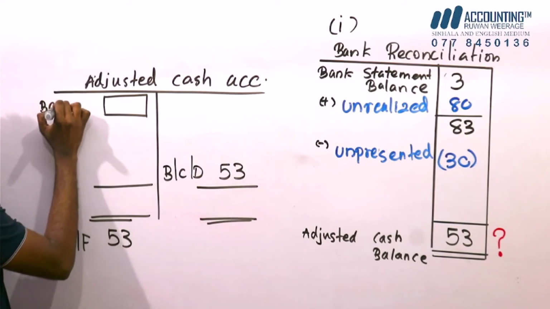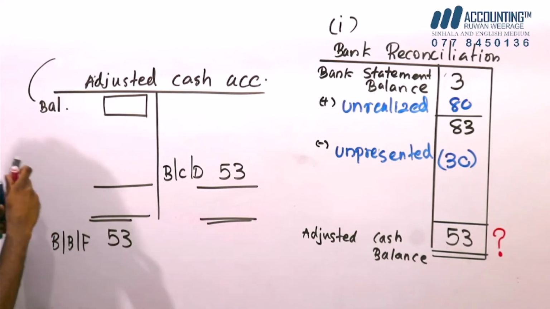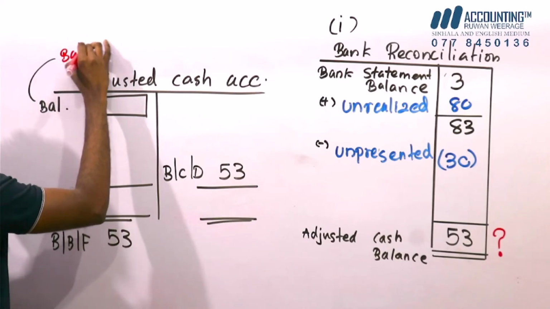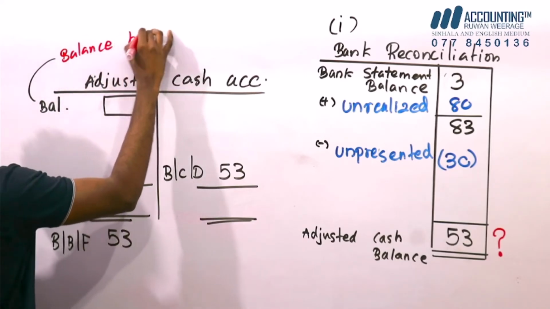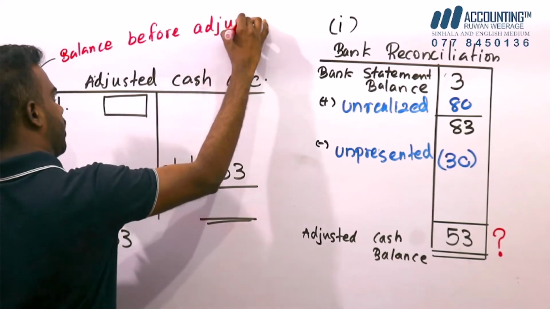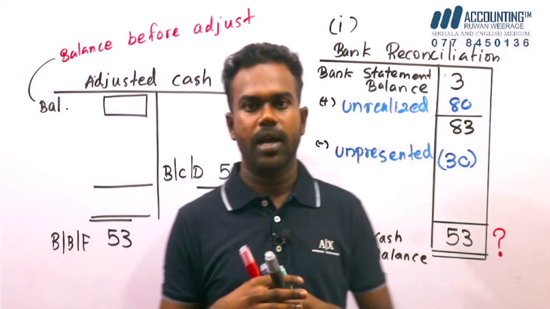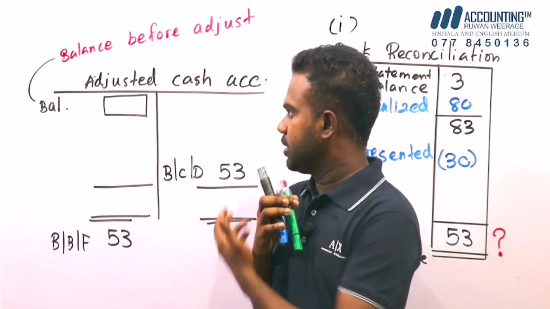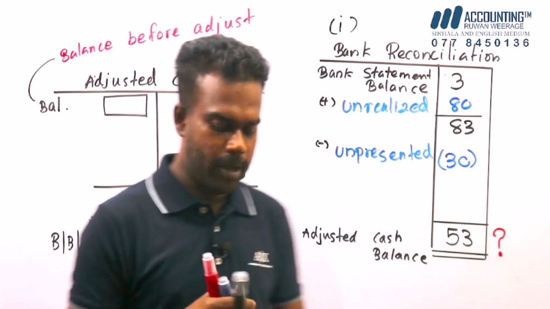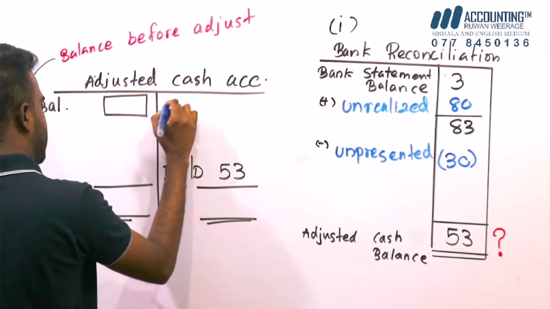The balance before adjusting, right? So what are the things we have to consider when preparing the adjusted cash balance? Omissions, right? Look at number 3 and number 4. Bank charges we have missed, so we have to record them on the credit side.